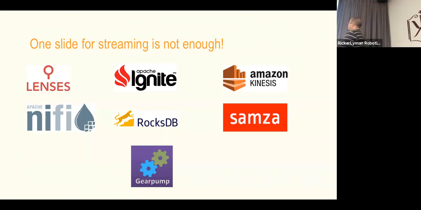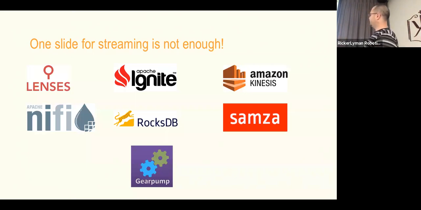Samza is also an engine for stream processing based on Kafka, but it works with Kafka as just a message bus mostly to process, while Kafka Streams was made to unleash the power of Kafka.